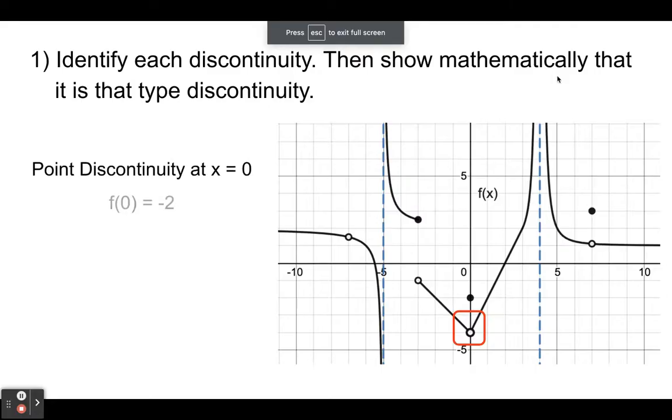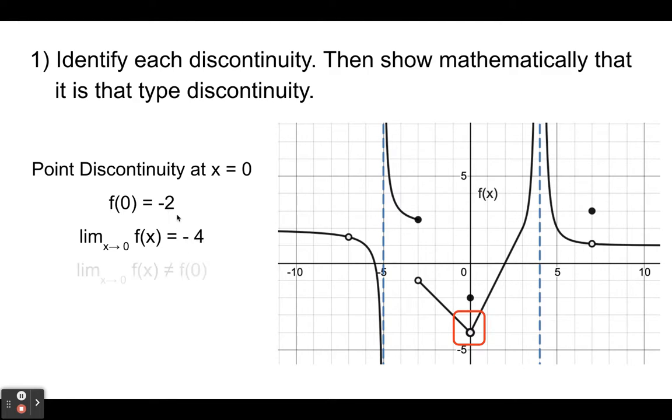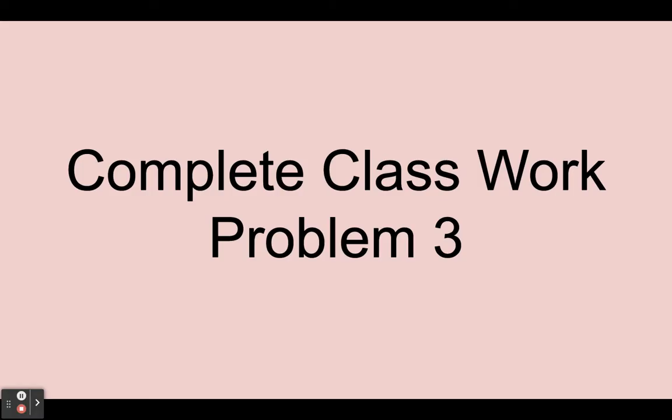Okay, so the limit as x approaches 0 does also exist. But the fact that these two are not the same means that it has to be a point discontinuity. It means the graph connects, but it doesn't connect at the closed circle, the defined point. All right? Okay. So let's stop this, and you want to do classwork problem number 3.